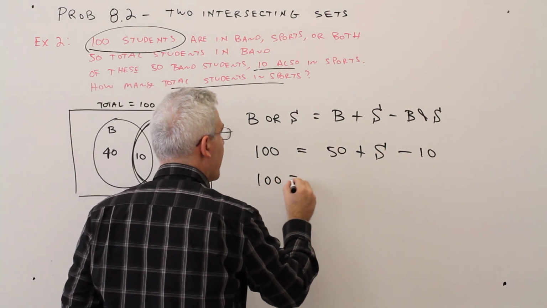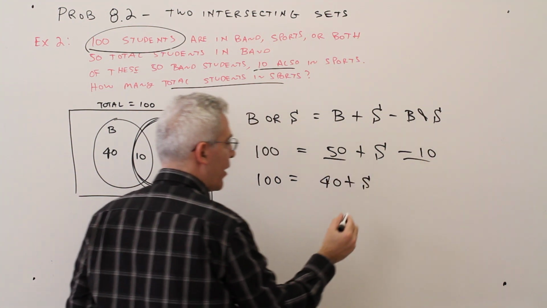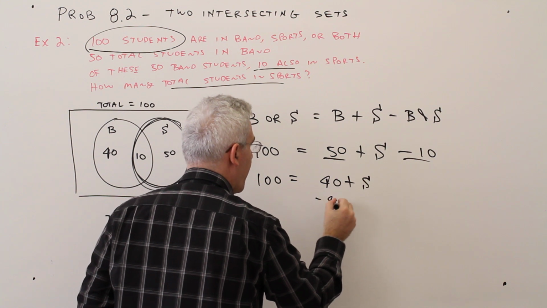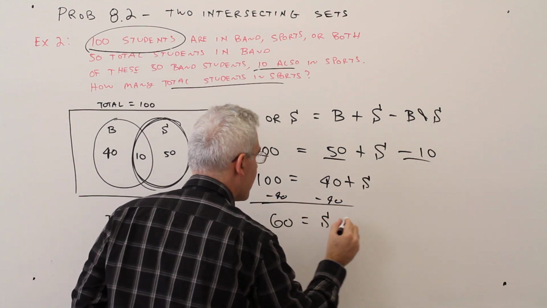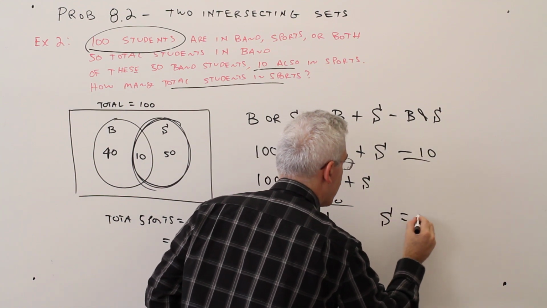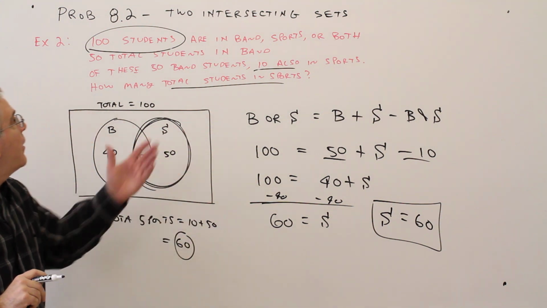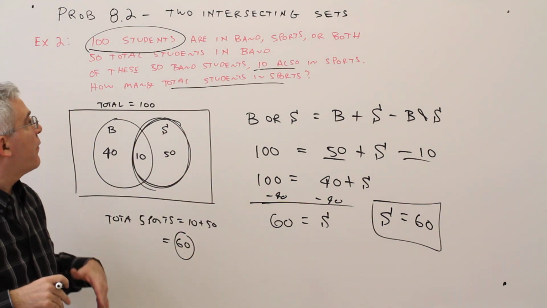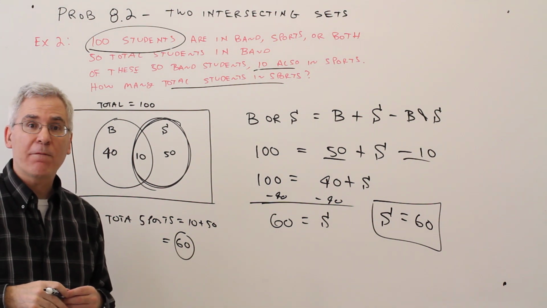So 100 equals 40 plus S, just the 50 minus 10, and then subtract 40, so 60 equals S. So S equals 60. So there you have it. How to find the number of students that are in sports based on two overlapping Venn diagrams.